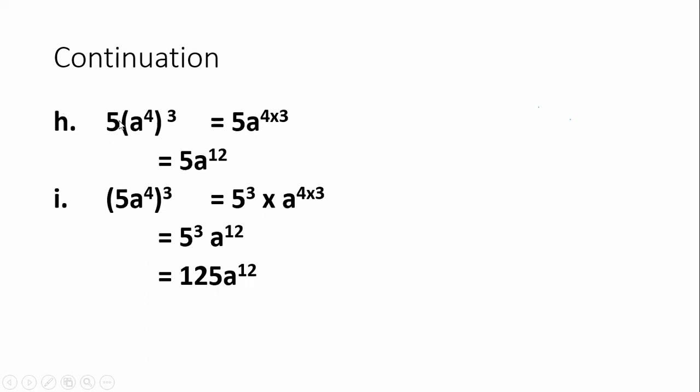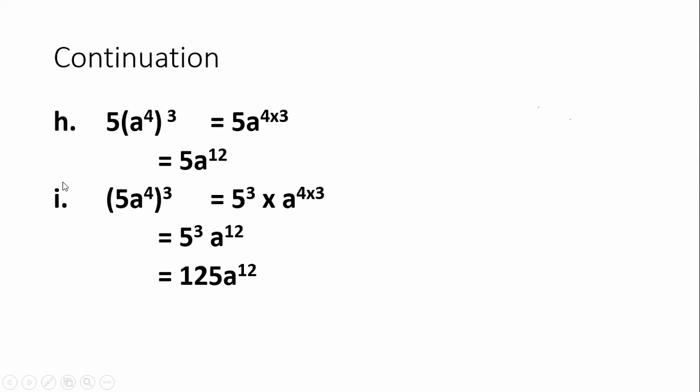H, 5 into bracket a raised to the power 4, bracket power 3. 5 into bracket a raised to the power 4, bracket close, power 3. That tells us that the power is only affecting a raised to the power 4 and not 5. And that's why we just multiply the index of a and the one in the bracket. That's the fifth law. 5 into a raised to the power 4 times 3. And 4 times 3 will give us 12. So we have 5a raised to the power 12.